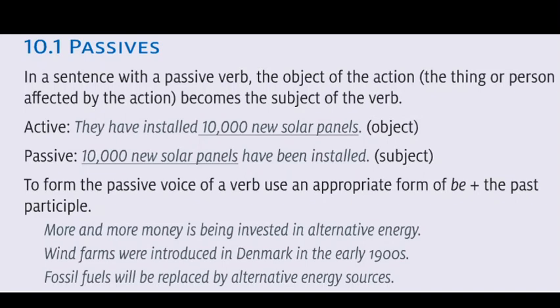And in the third sentence, fossil fuels will be is the part, or are the words, that help us to create the passive voice. Obviously, with the verb to be, will be. And replaced is the verb in the past participle. Okay? So we have to pay attention to that. This is the first video of the passive voice. Then we're going to continue with the second one.